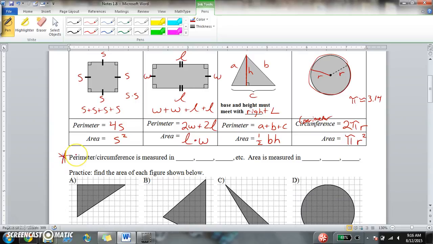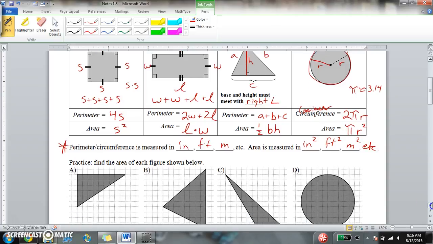Important note for units when we're talking about these things. Perimeter and circumference are both measured in either inches, feet, meters, kilometers, whatever you're using. And area is measured in inches squared, feet squared, meters squared, etc. So whether you're talking about perimeter or area, make sure you're using the correct units.